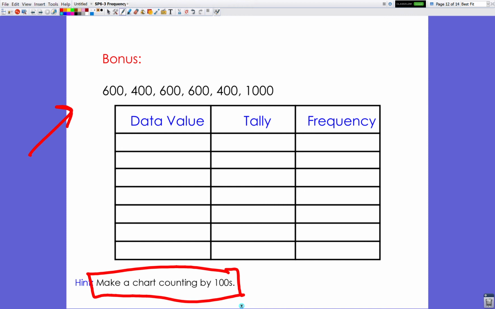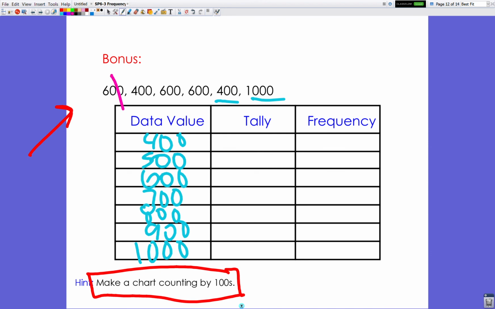Alright, so we have the lowest value at 400 and the highest at 1,000. So we'll go 400, 500, 600, 700, 800, 900, and 1,000. Now we're ready for tallies. 600, 400, 600, 600, 400, and 1,000.